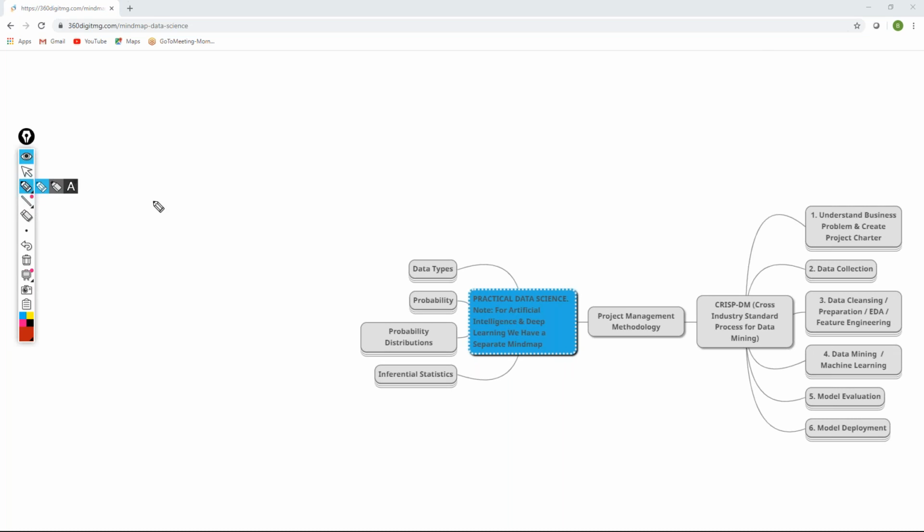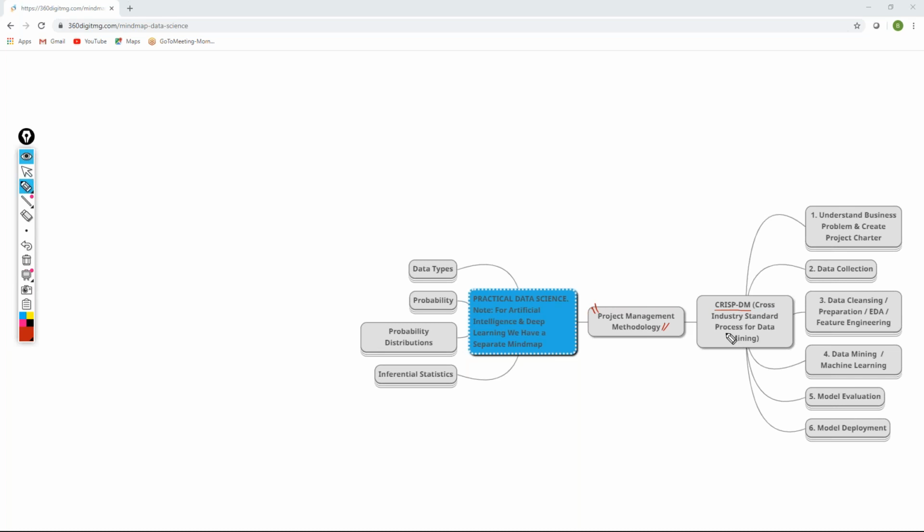On any data science project, the first thing is to understand the project management methodology. The methodology that we are going to discuss is called CRISP-DM. CRISP-DM stands for Cross-Industry Standard Process for Data Mining.